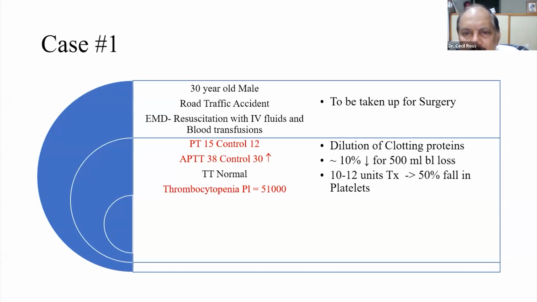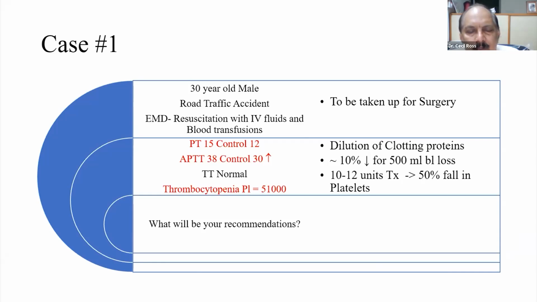So normally you would give 10 to 12 units of transfusion, and there is a 50% fall in the platelets. So this is basically a dilution problem. So what do you do in this situation? What would be your recommendation? Now you have to take a decision.